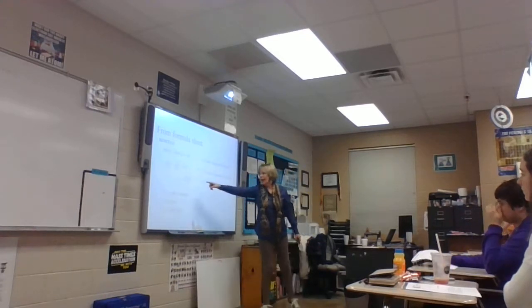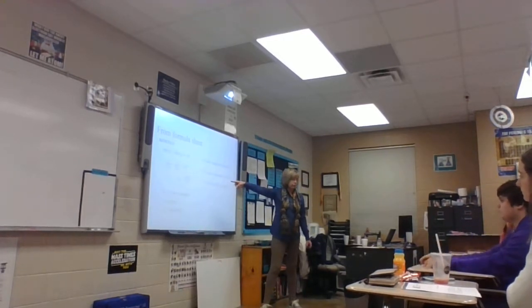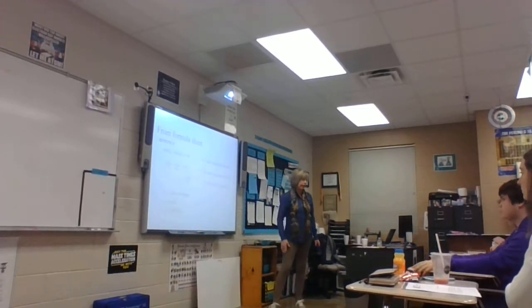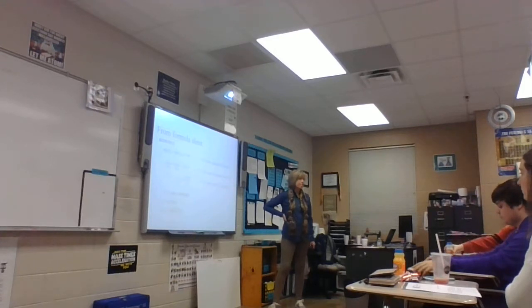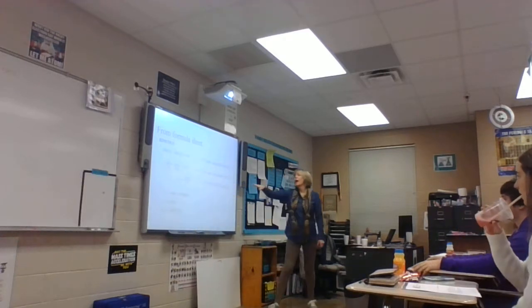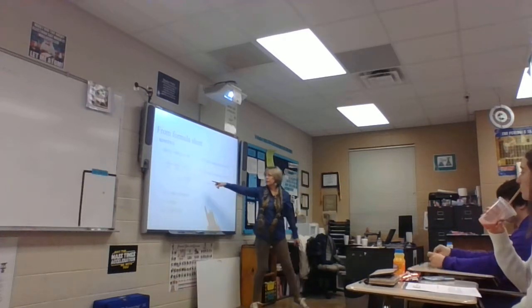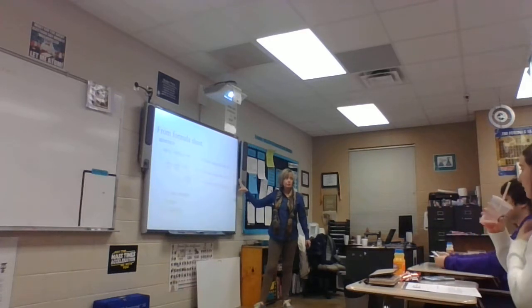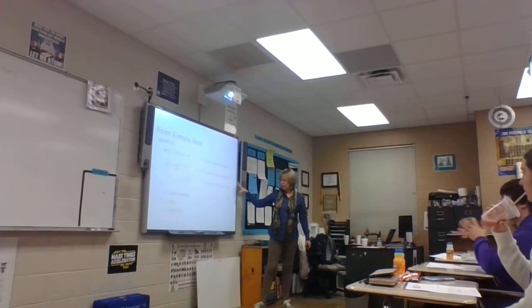The first order half-life equation is on your formula chart, where half-life is equal to 0.693 over k. Where did the 0.693 come from? Anyone know? It's the natural log of 2. And you may be working with something similar to this in an Algebra 2 class, but half-life is equal to 0.693 over k.